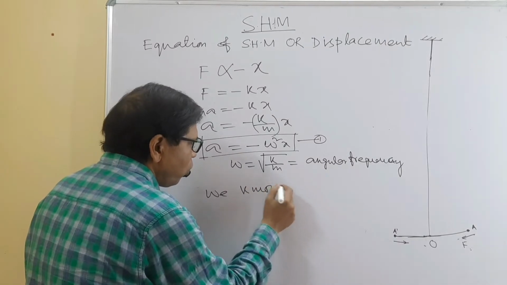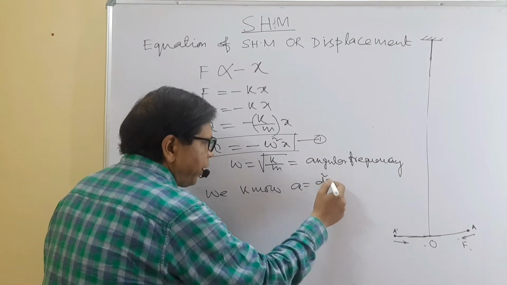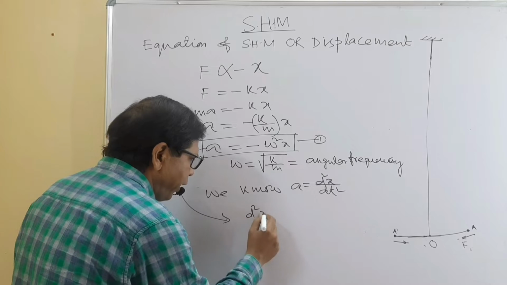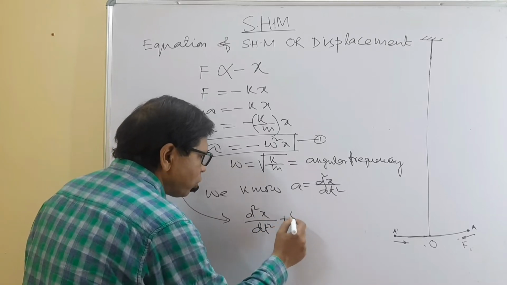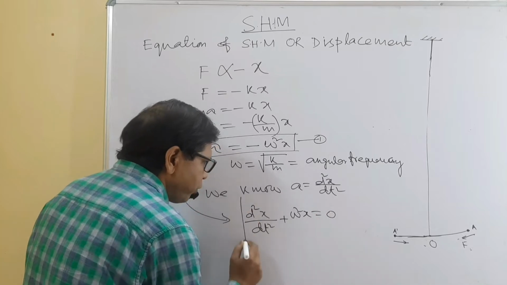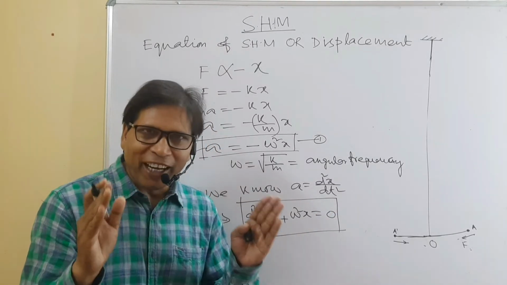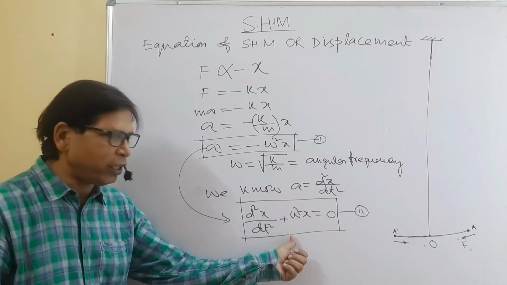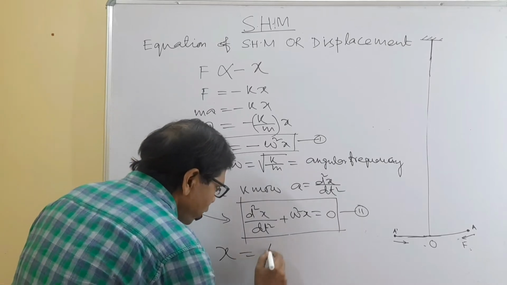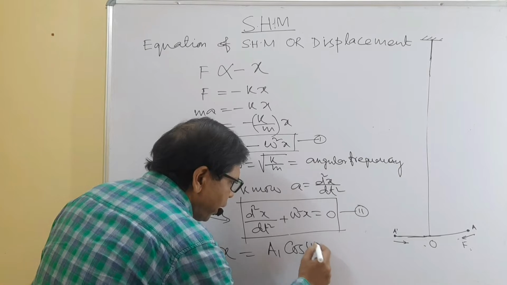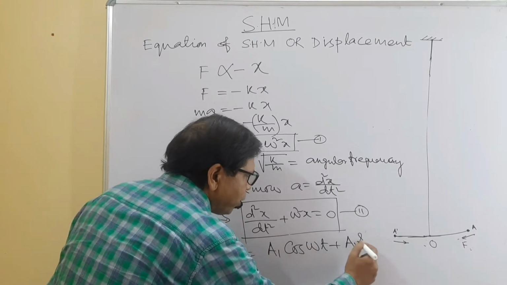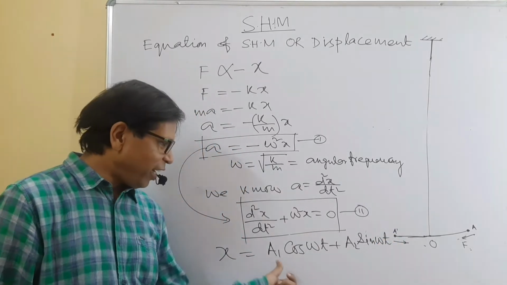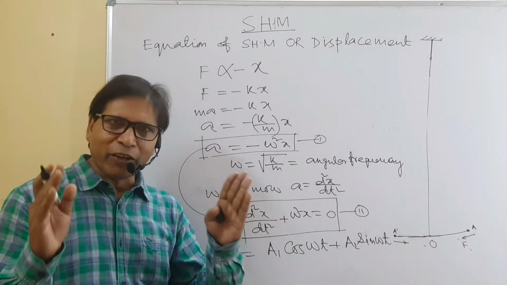We know a equals d square x by dt square. Now putting this value, we get d square x by dt square plus omega square x equals 0. This equation is called the differential equation of SHM. The solution of this differential equation is x equals a1 cos omega t plus a2 sin omega t, which is called the equation of SHM, where a1 and a2 are arbitrary constants.